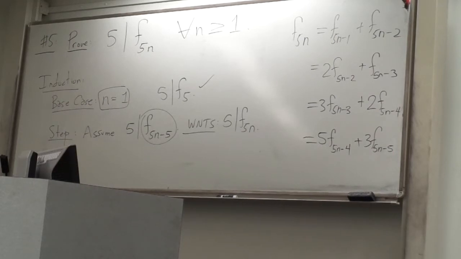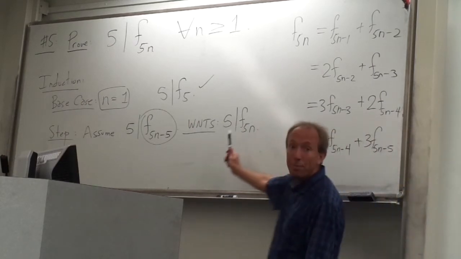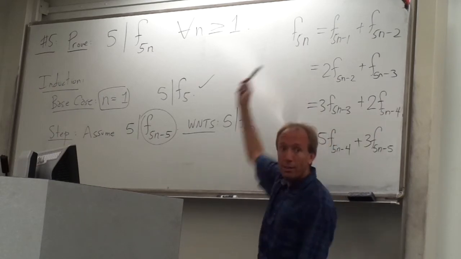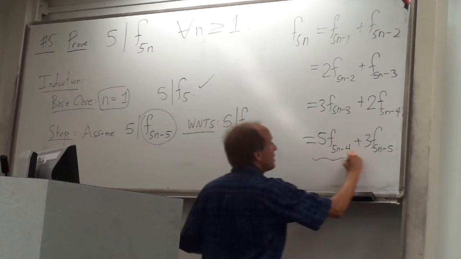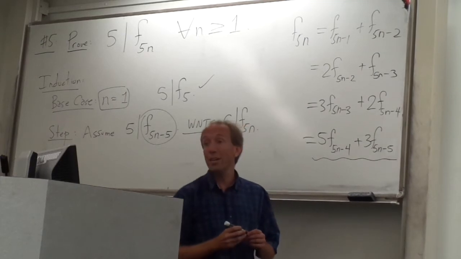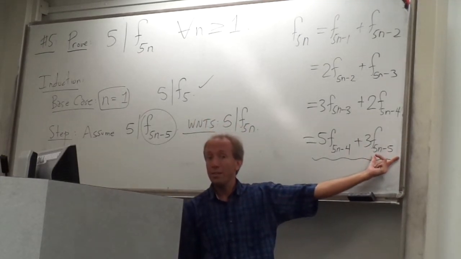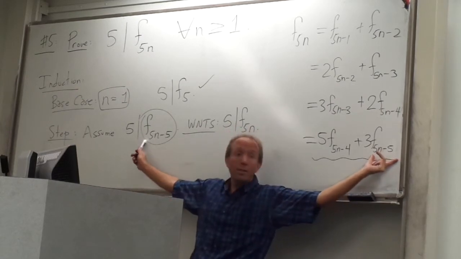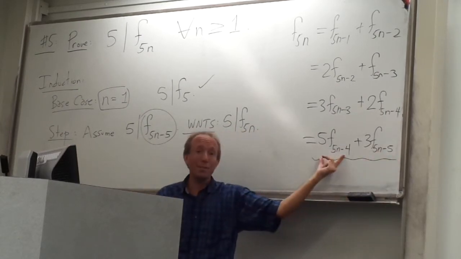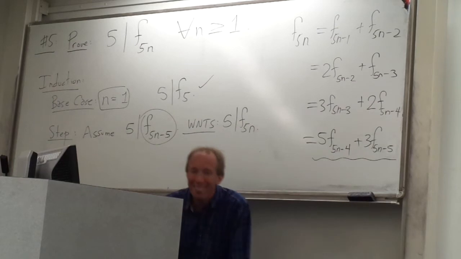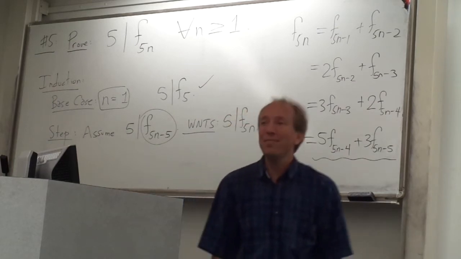But there is a good place to realize that you don't need to go any further. Take a look here. What are you trying to prove? You're trying to prove that 5 divides this guy, which means you're trying to prove that 5 divides all of this. What do you already know? 5 already divides this piece by assumption. And what about this piece? Has a 5 there, right? So it must divide it.